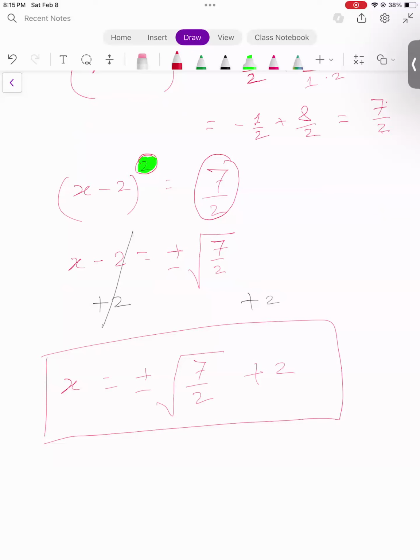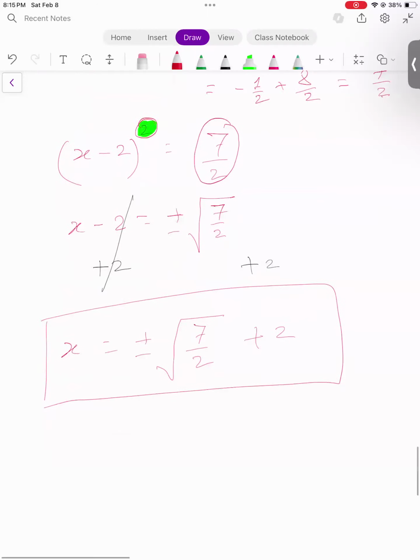As I said, you will have one question where you have to use this method. You will be asked to use factorization, you will be asked to use the completing the square method, and you will also be asked to use the quadratic formula. Okay, looks like none of you have a question here.